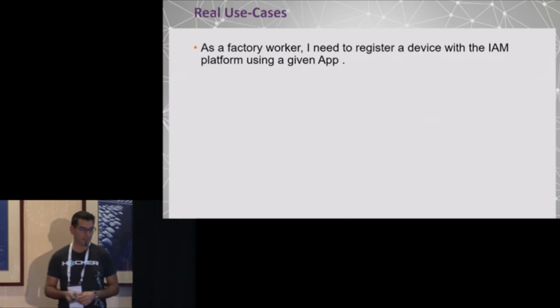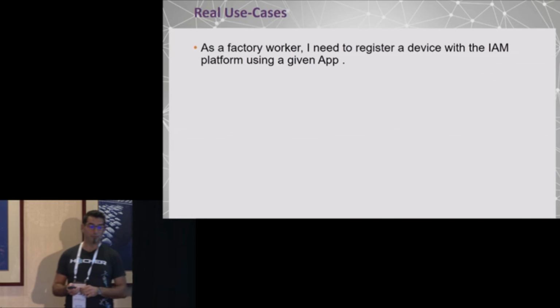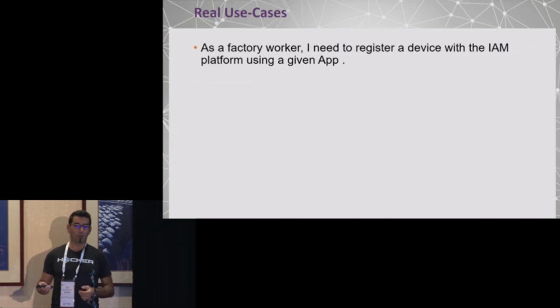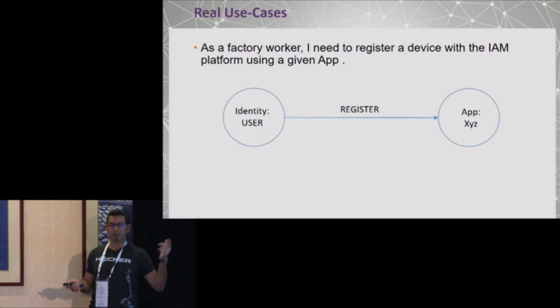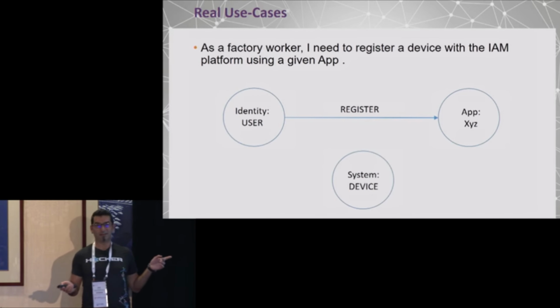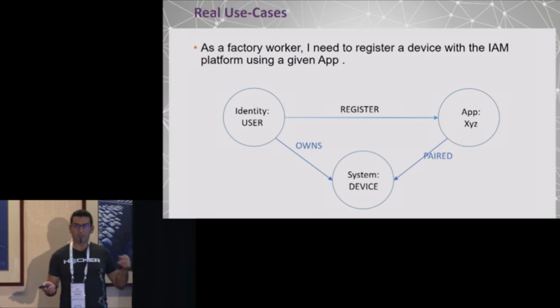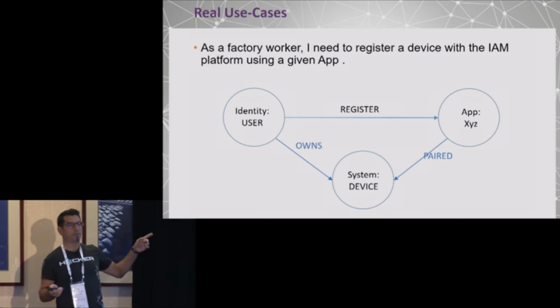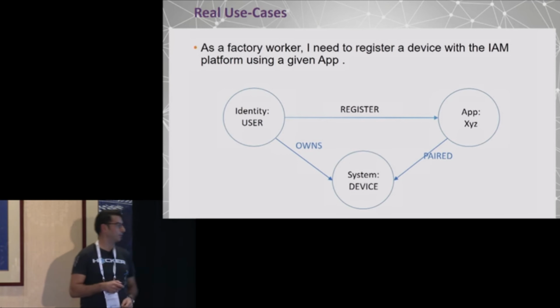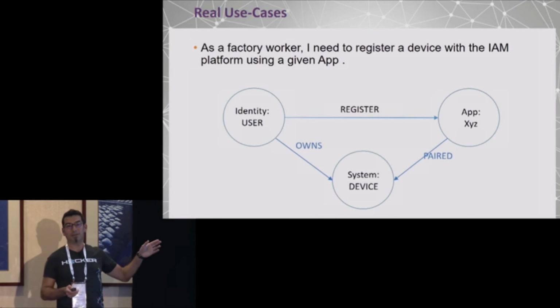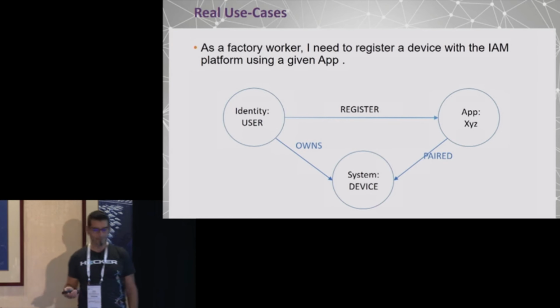Here's another one. As a factory worker, I need to register a device with the IAM platform using a given app. So I have a user that has registered with an app, and then there's this device out there, and I need to be able to pair it with the app and to declare that the user owns it. So this is basically what happens. And if I have these relationships, then I can easily deduce some access policies from that. If I need to revoke those policies, I can just revoke or delete those relationships, right?